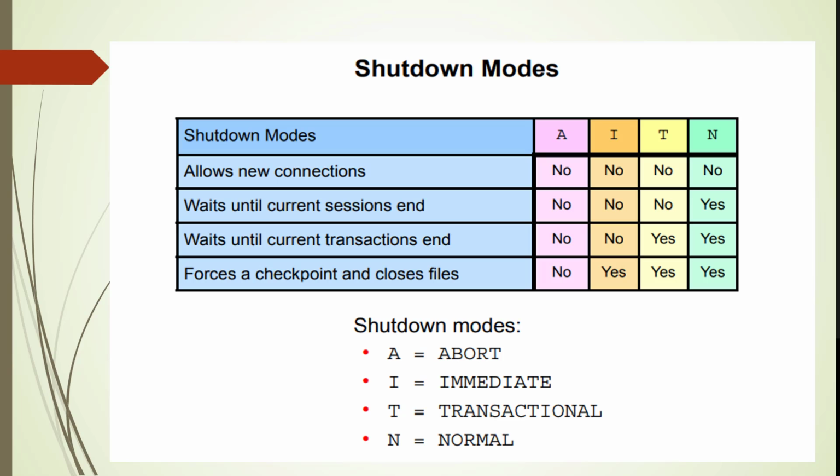The third one is waits until current transactions end: in abort, no; immediate, no; transactional, yes; and normal, yes. The last one is forces a checkpoint and closes files: in abort mode, no; immediate, yes; transactional, yes; and normal, yes.